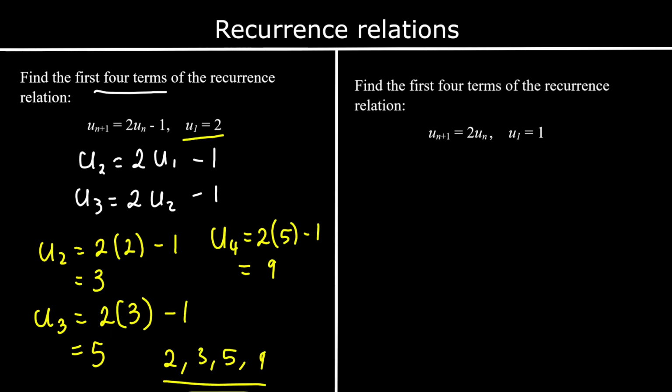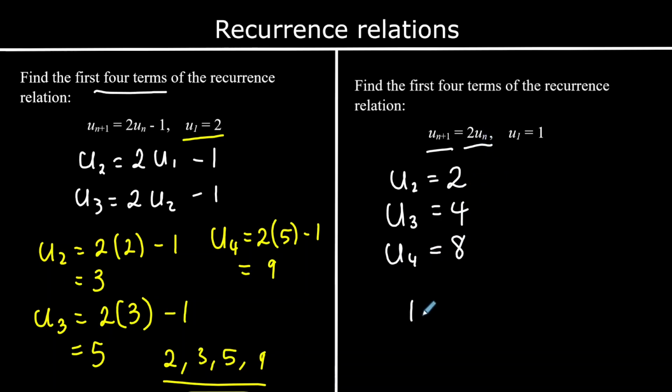Okay, one for you to try. See if you can find the first 4 terms of this recurrence relation. So to find the next term, we do 2 times the current term. We're starting with 1. So the second term is 2 ones, which is 2. The third term will be 2 times the second term, 2 twos are 4. And the fourth term is 2 fours, which is 8. So 1, 2, 4, 8.